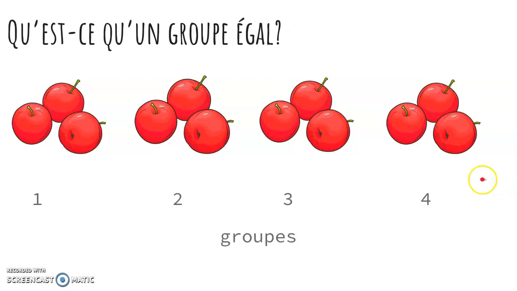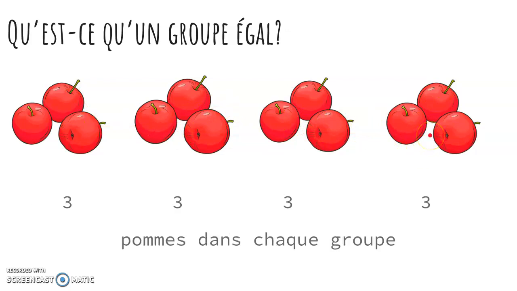So we know with this example we have 4 groups. One group here, another here, 3 here, and that makes 4 groups in total. And in each group there are 3 apples. So 3 apples here, 3 apples here, 3 apples here, and 3 apples here.